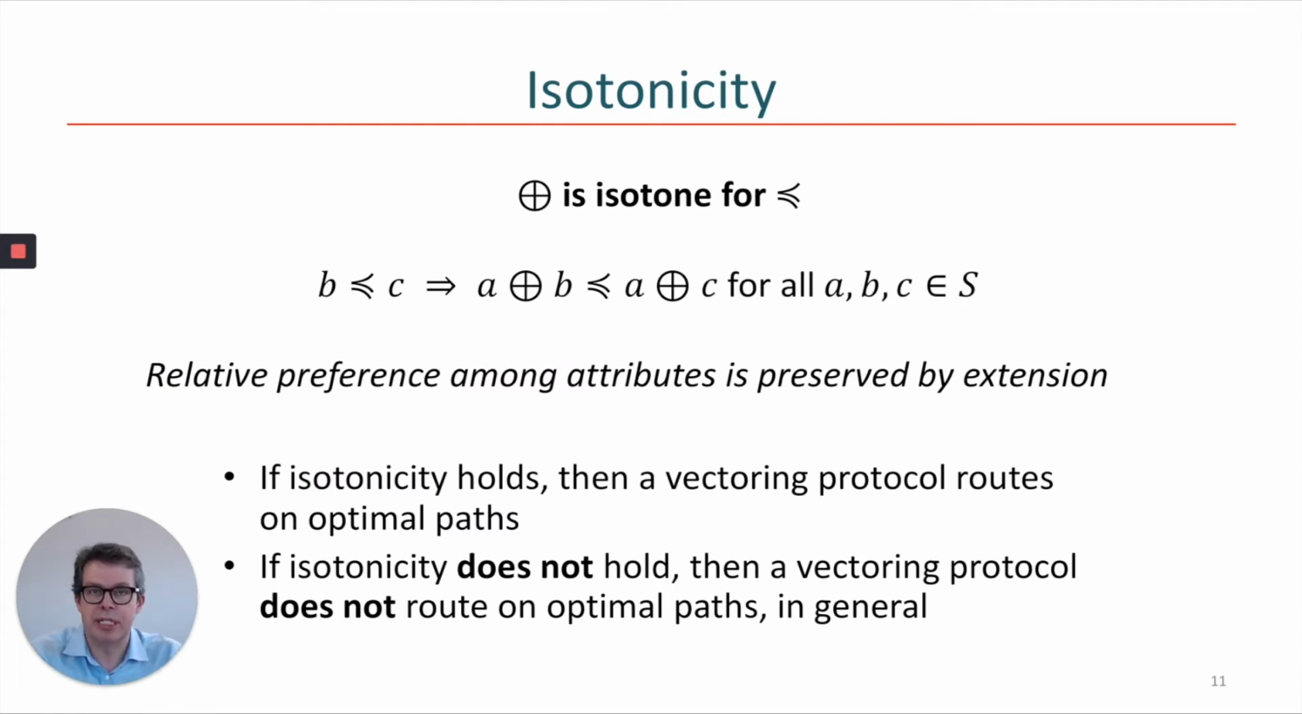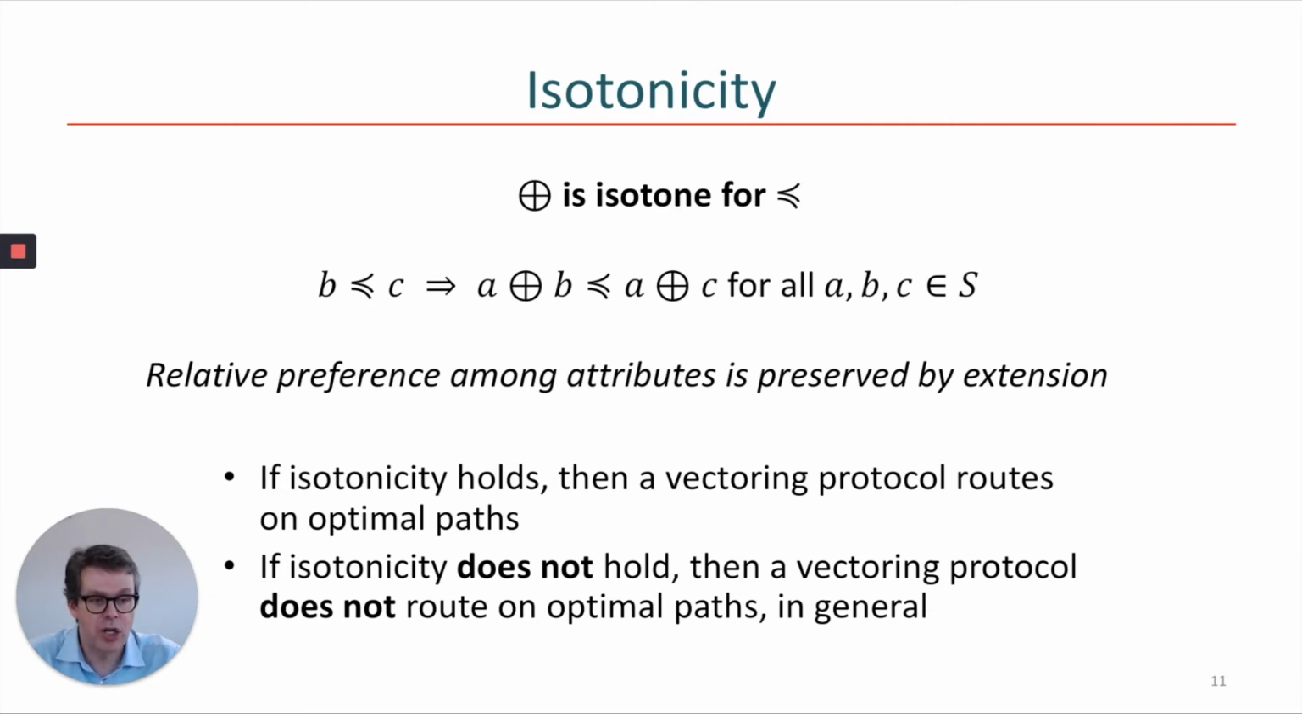The key property that guarantees optimality of vectoring protocols is isotonicity. The extension operation is isotone for the total order if, when B equals or is preferred to C, this implies that A plus B equals or is preferred to A plus C. In other words, the relative preference among attributes is preserved by extension, with the implication that locally optimal routing decisions are globally optimal as well.